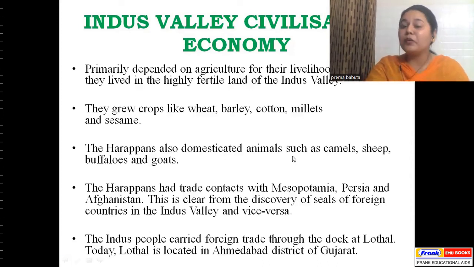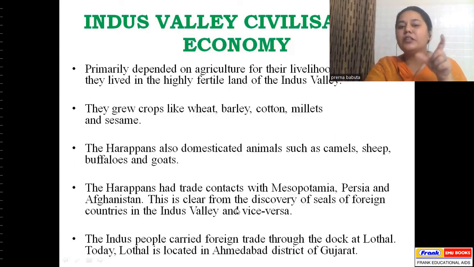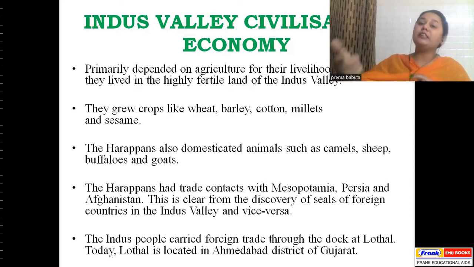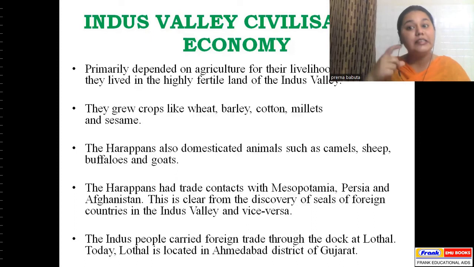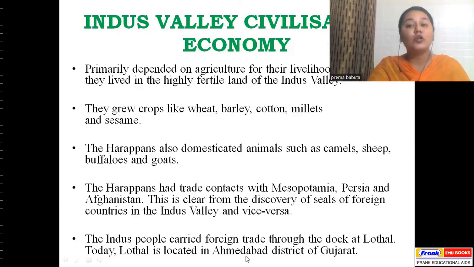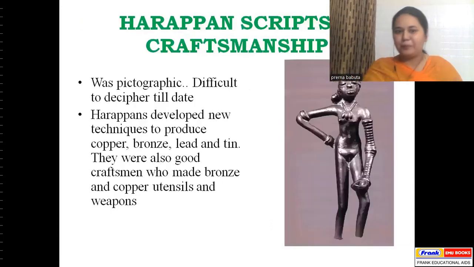And how do we know it? Because there are seals discovered of foreign countries in the Indus Valley and vice versa. So Harappan seals were found in Persia, Afghanistan, Mesopotamia, Egypt, all these places. And the seals from these areas were also found in the Harappan sites. We've just now seen the list of important Harappan sites. And the Indus people carried foreign trade through the dockyard at Lothal. Where is Lothal located today? In Ahmedabad district of Gujarat, western part of the country.